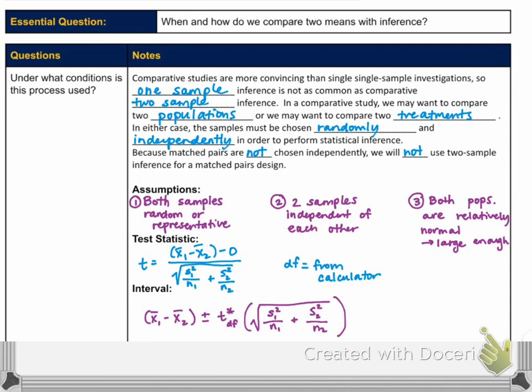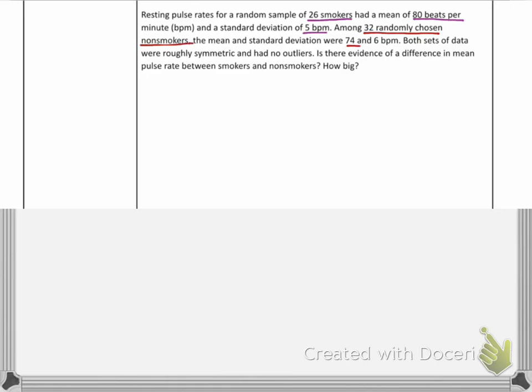Okay, so what we're going to do is we're going to work a problem here together. So the problem down here says, and I underlined as I was reading through it, but it goes like this. Resting pulse rates for a random sample of 26 smokers had a mean of 80 beats per minute and a standard deviation of 5 beats per minute. Among 32 randomly chosen non-smokers, the mean and standard deviation were 74 and 6. Both sets of data were roughly symmetric and had no outliers. Is there evidence of a difference in mean pulse rates between smokers and non-smokers?